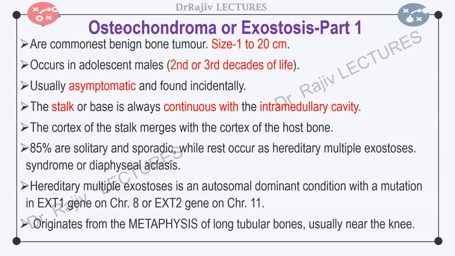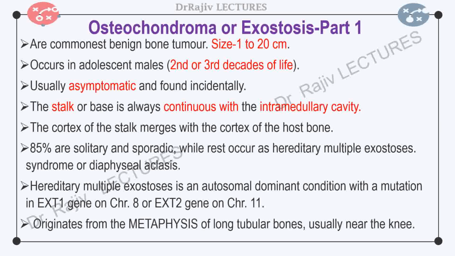Osteochondromas can be pedunculated or sessile. Their size ranges from 1 to 20 centimeters. The stalk or base is always continuous with the medullary cavity. The cortex of the stalk merges with the cortex of the host bone, which is a characteristic radiologic feature. About 85% are solitary and sporadic, while the rest occur as part of hereditary multiple exostosis syndrome or diaphyseal aclasis.